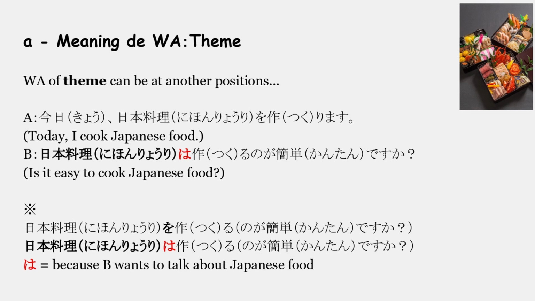And pay attention, this wa of the theme can be at the other position of the phrase. For example, we can say, 今日日本料理を作ります。日本料理は作るのが簡単ですか? Here, the verb 作ります generally demands the particle o. But when 日本料理 becomes a theme, we can use wa instead of o.